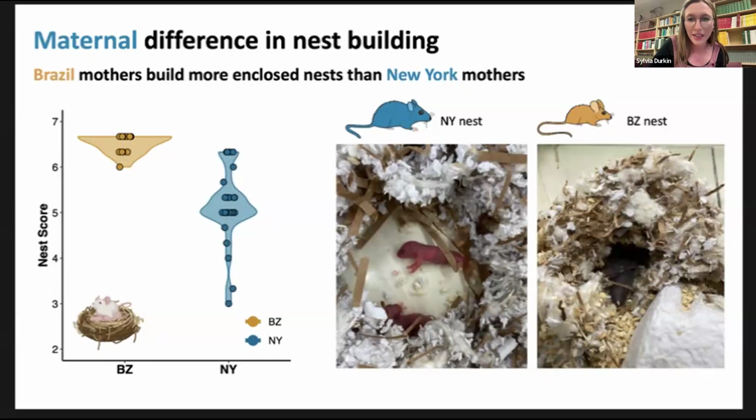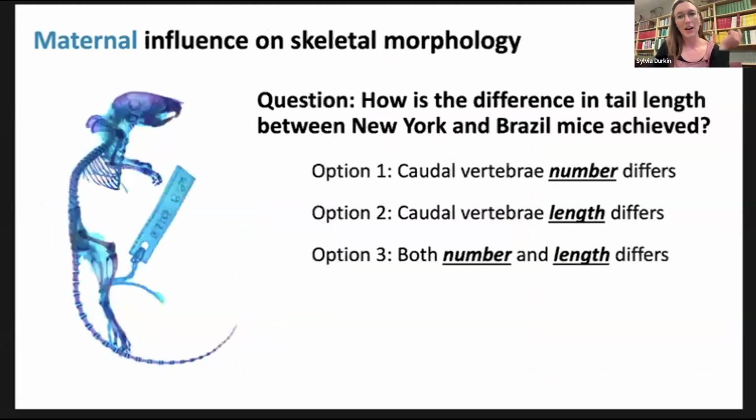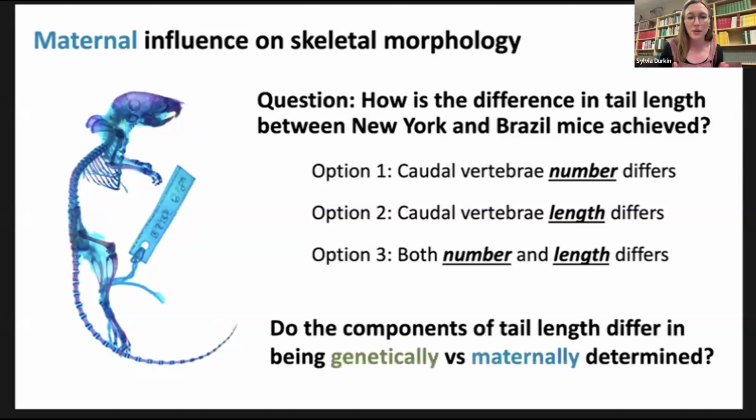So in this last part about environmental manipulation, I want to talk about how the maternal effect is reflected at the skeletal level. And I first wanted to know more generally how the tail length difference between New York and Brazil was achieved. And specifically, I mean, is there a difference in the number of caudal vertebrae? Are the caudal vertebrae themselves different lengths, or is it a combination of those two things? And then secondly, I wanted to know if the components of tail length differed in being genetically versus maternally determined.